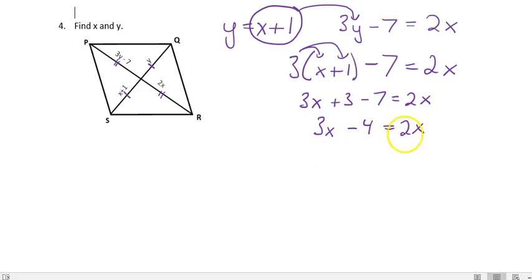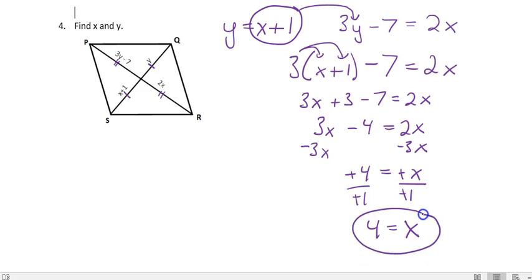And then I have a couple different options here. I think I'll just subtract 3x. It'll give me a negative, but I'll work through that. So this will go away. I have negative 4 will equal negative x. And then I don't want it to be negative x, I want it to be positive x. So I'm going to divide by negative 1. 2 negatives will make a positive. And my x will equal 4. So that solves that out.